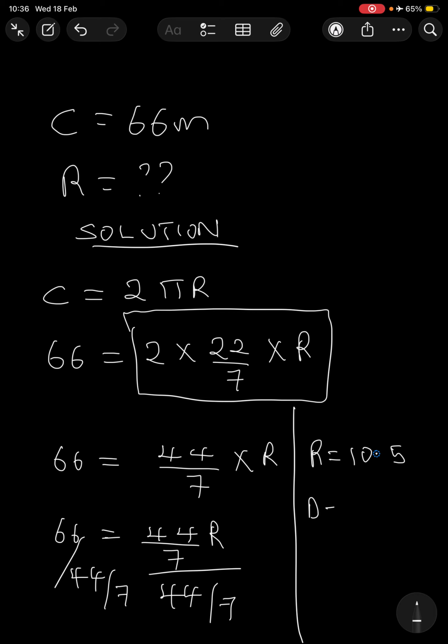So what about the diameter? Diameter, I said, is 2 times radius. So you take 2 times 10.5. You get the diameter as 21 meters.